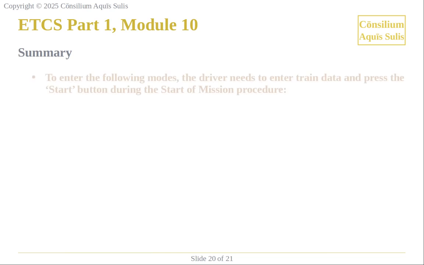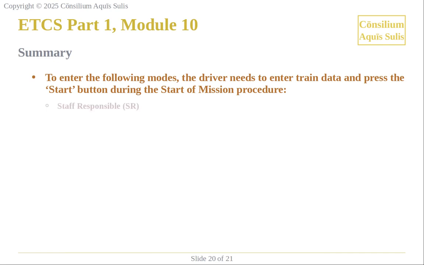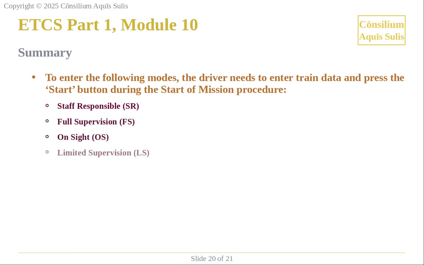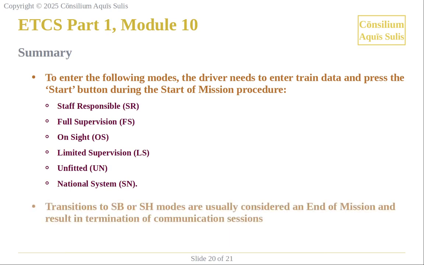To enter the following modes, the driver needs to enter train data and press the Start button during the start of mission procedure: staff responsible, full supervision, on-sight, limited supervision, unfitted, national system. Transitions to standby or shunting modes are usually considered an end of mission and result in termination of communication sessions.